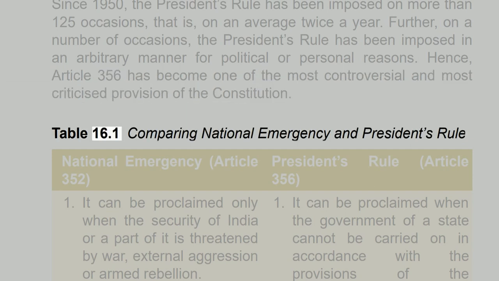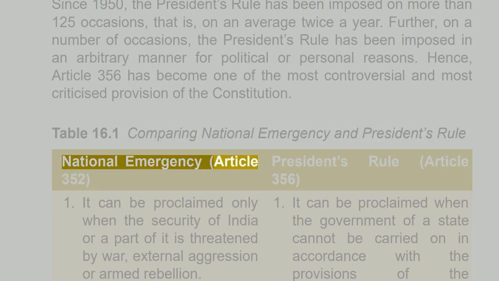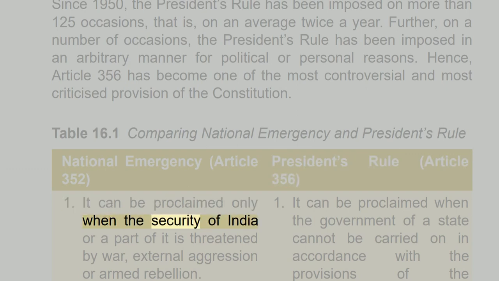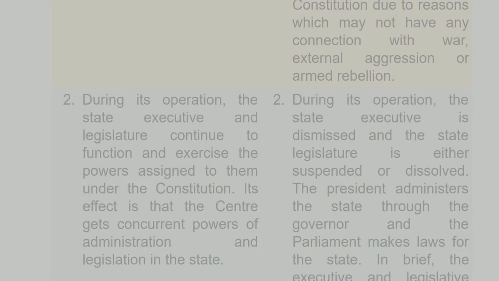Table 16.1 Comparing National Emergency and President's Rule. National Emergency, Article 352. President's Rule, Article 356. 1. It can be proclaimed only when the security of India or a part of it is threatened by war, external aggression or armed rebellion. 1. It can be proclaimed when the government of a state cannot be carried on in accordance with the provisions of the Constitution due to reasons which may not have any connection with war, external aggression or armed rebellion.